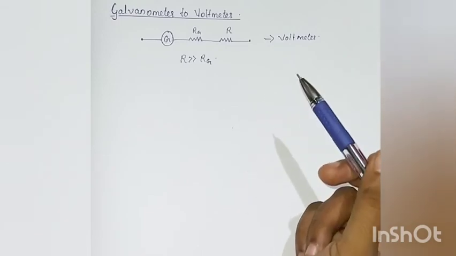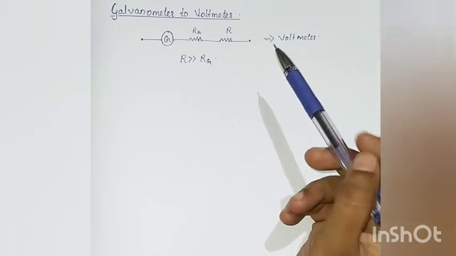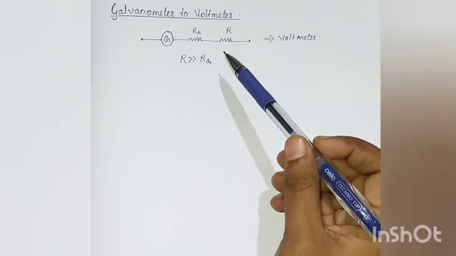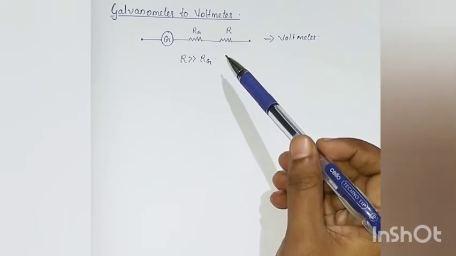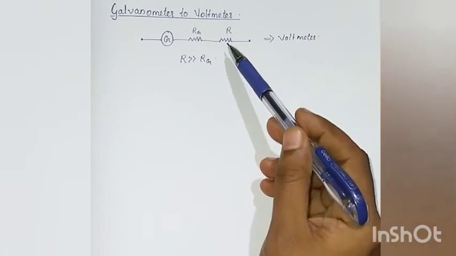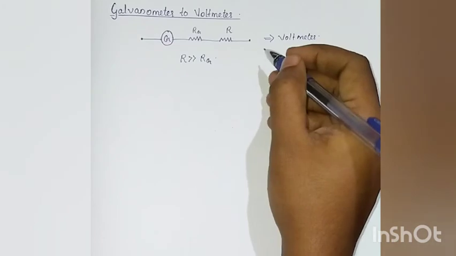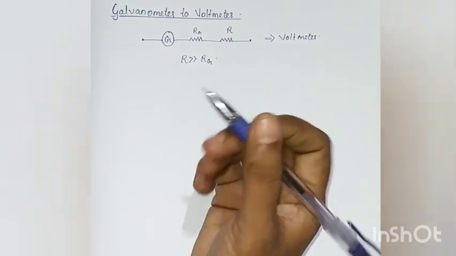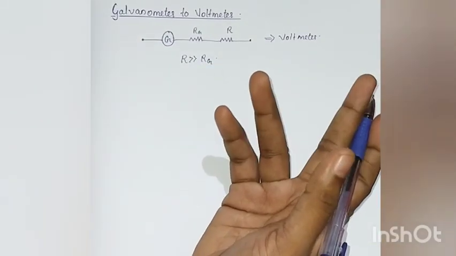So to avoid that disturbance due to high current, we are connecting a high resistance which will give a hindrance to that high current. The purpose of connecting high resistance is to prevent the disturbance due to high current.